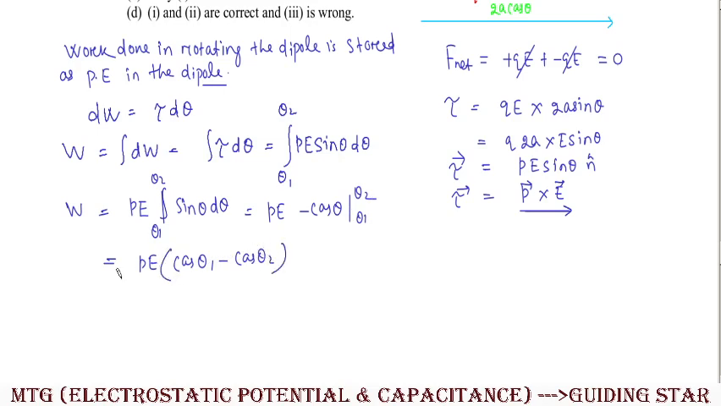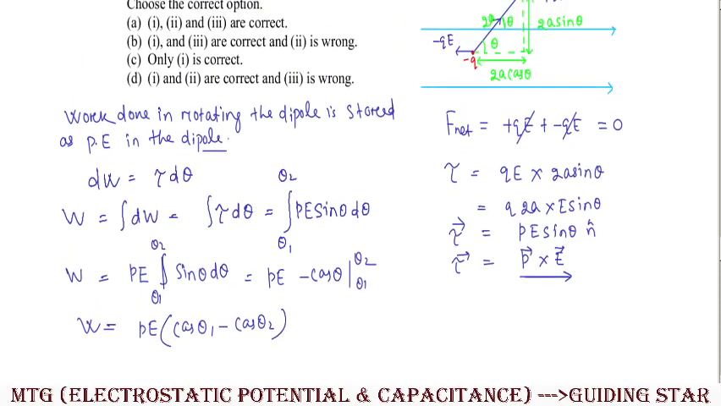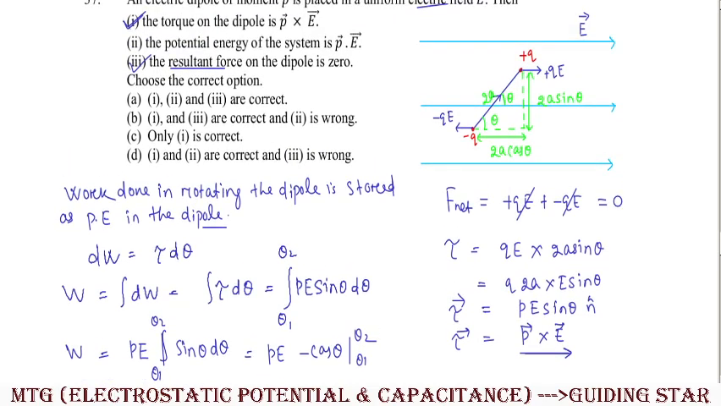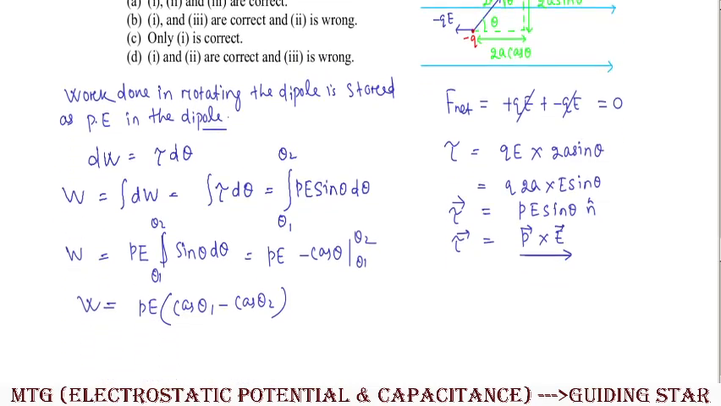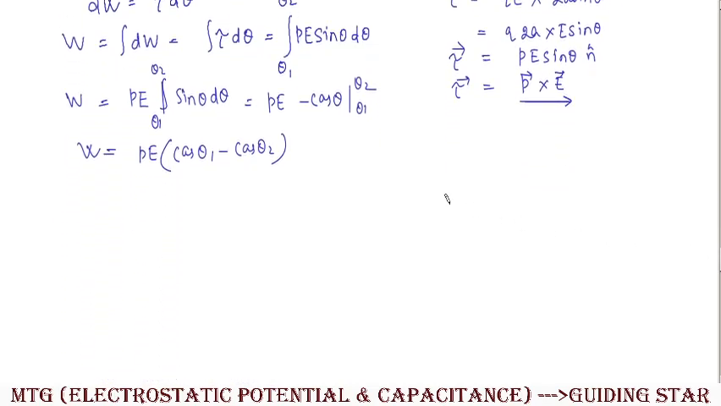This is the general formula. Clear? This is the general formula. That means this will be stored as potential energy in the dipole. This is the work done to rotate the dipole. But in this particular case, generally while finding the potential energy of a dipole system when it is placed in a uniform field, what we generally do is that we take the uniform field like this.